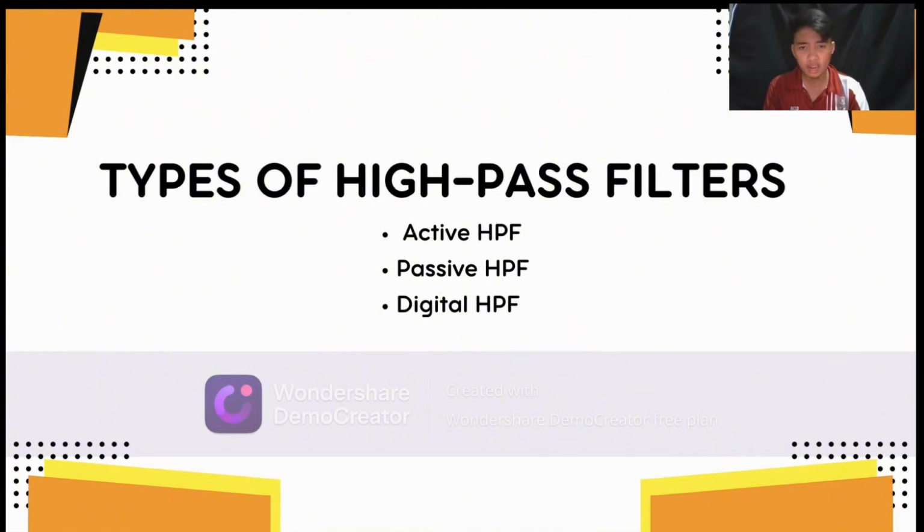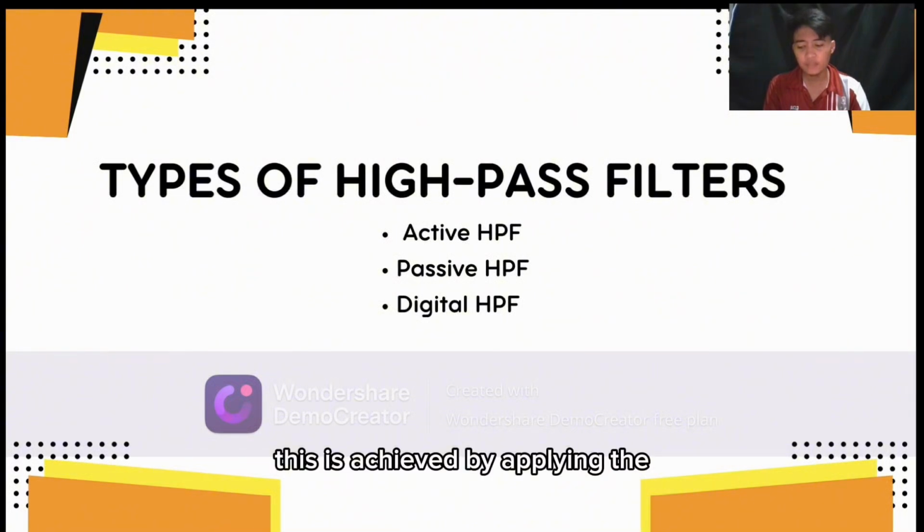And the digital high-pass filter. A digital high-pass filter is a digital signal processing technique that selectively allows high-frequency components of a signal to pass through while attenuating low-frequency components. It's like a digital sieve that separates the high-frequency gains from the low-frequency. This is achieved by applying a mathematical algorithm to the digital signal, which effectively modifies the frequency spectrum of the signal.